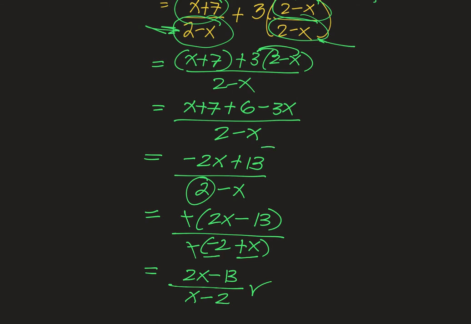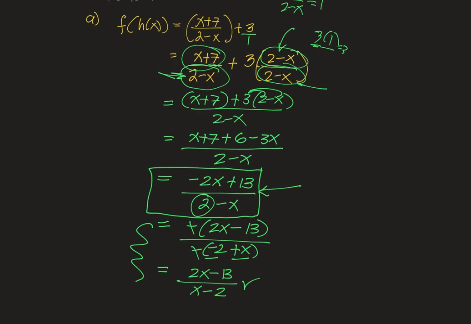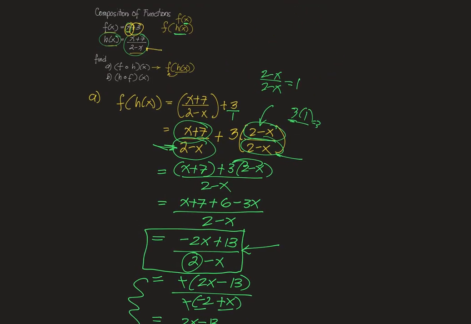Now, if your teacher will not require you to make the x positive, then this is already your final answer. So these extra steps are only done if we want to have the x to be positive. Okay? So that is for our f of h of x.